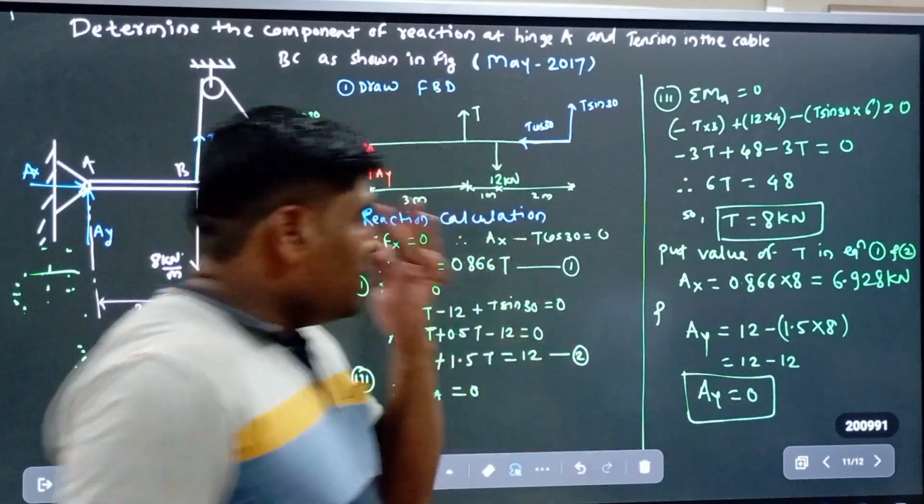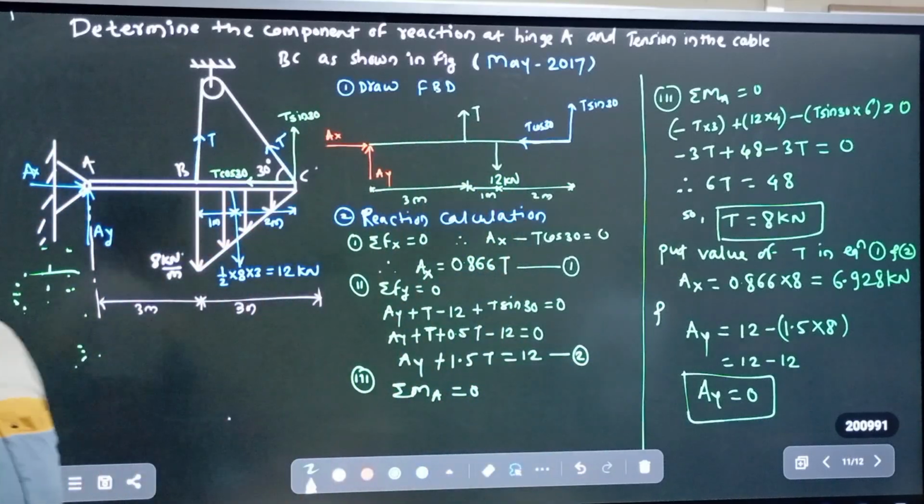So in this way you will find the results or reactions.